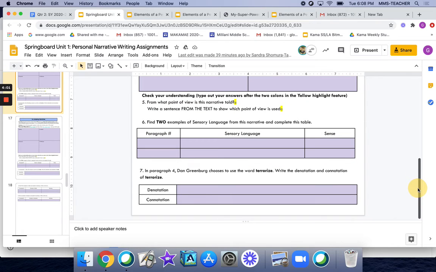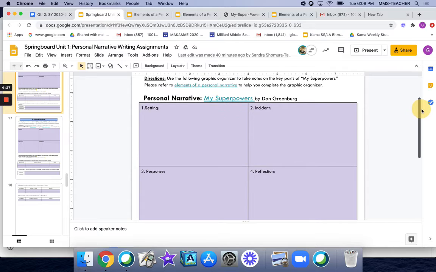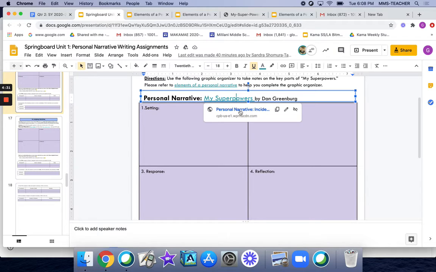Then on number 7, in paragraph 4, it talks about Dan Greenberg choosing to use the word terrorize. So write the denotation and connotation of terrorize. So remember, denotation is the literal meaning, like the definition, and connotation is the positive or negative emotion that goes with that word. Okay? So here is where you're going to click on to get the story, My Superpower.